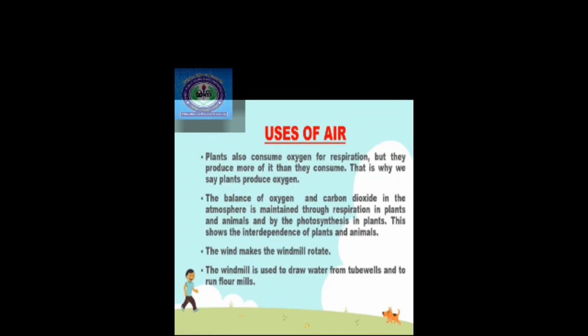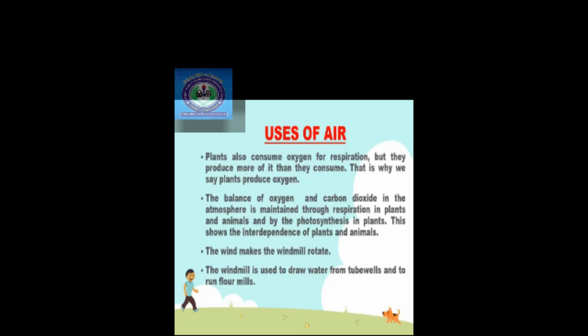There are a lot of uses of air, like plants also consume oxygen for respiration, right? But they produce more of it than they consume. So that's why we say plants produce oxygen, right? They are consuming, but they are giving more than they are taking, correct? So the balance of oxygen and carbon dioxide in the atmosphere is maintained through respiration in plants and animals, and by the photosynthesis in plants. So we have studied this. This shows the interdependence of plants and animals.